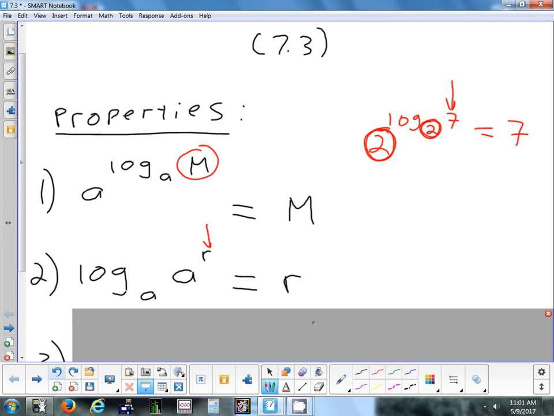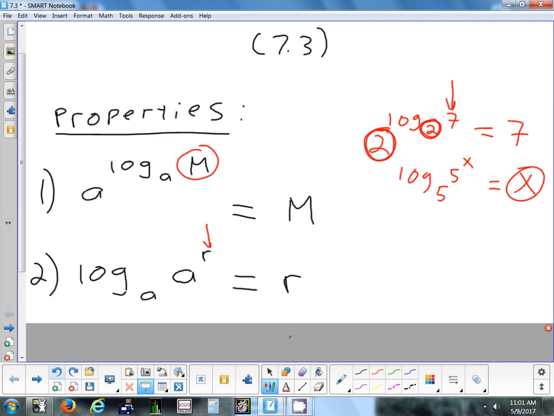So if you had something like log, and we'll do some more examples, base 5 of 5 to the x, what would be the answer to that? X. In that case, the answer is not a number, it's just whatever x is. All right, let's take a look at why this one works.